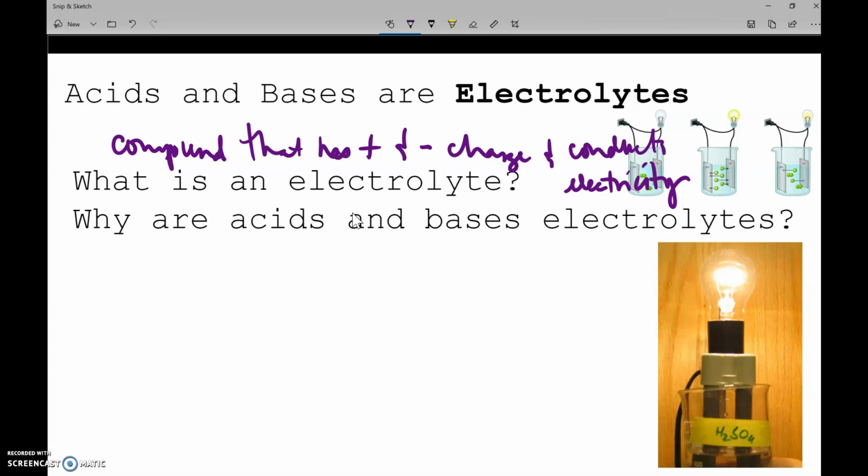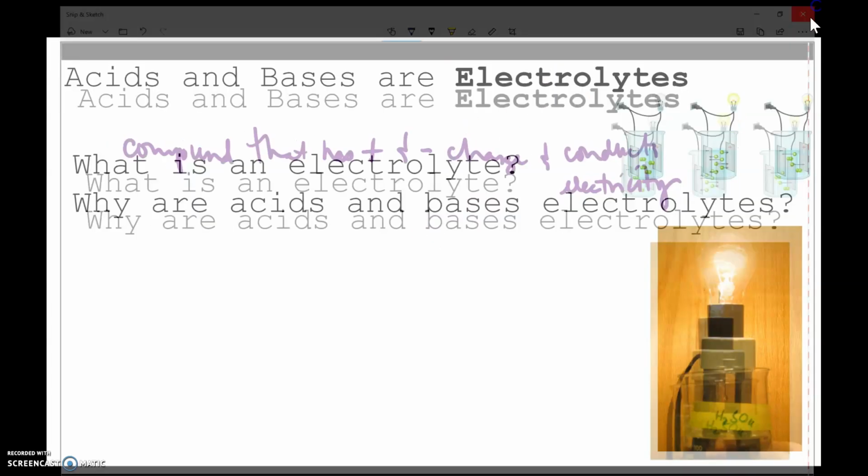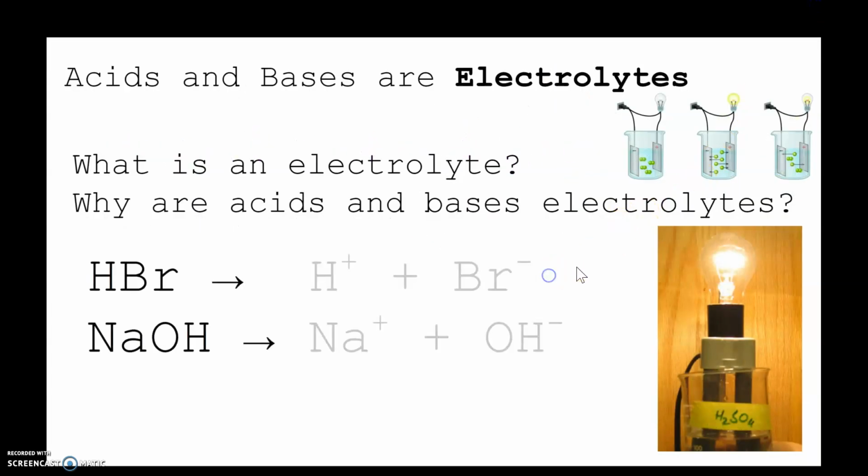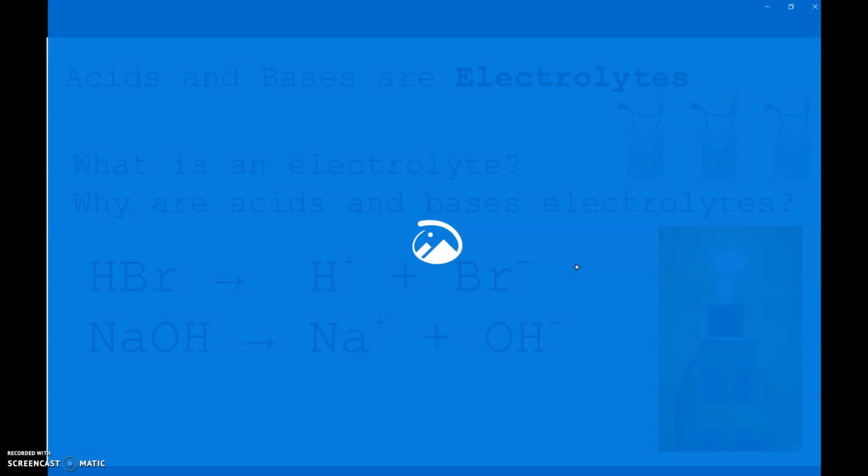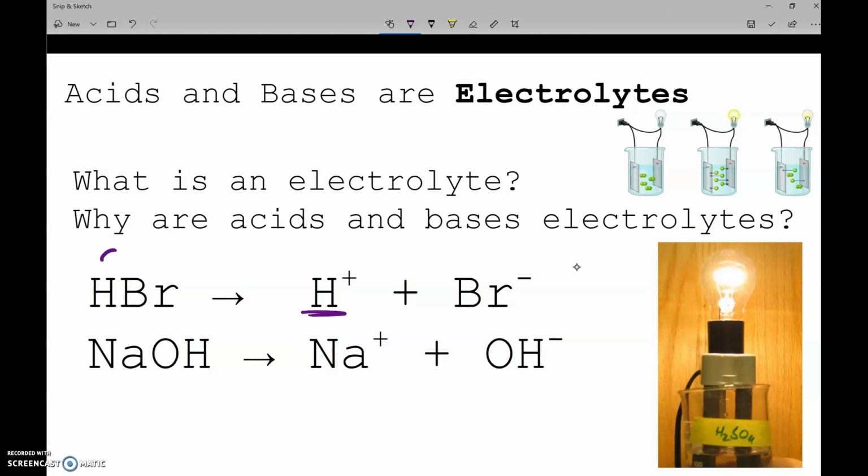The reason why acids and bases are electrolytes is because they break up into positive and negative ions. So right here we have an acid. That HBr is an acid. Notice how we have the H positive right there. This NaOH is a base. Notice how we have the hydroxide right there. And notice how they are both breaking up into positive and negative charges. And they are in a solution, and so they have the mobility to conduct electricity.